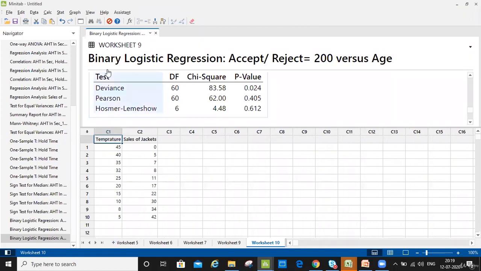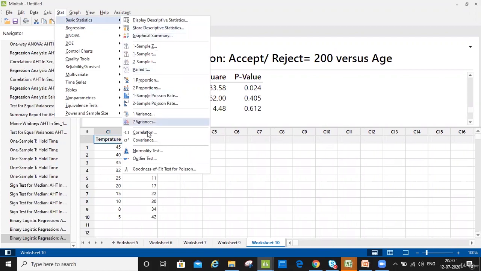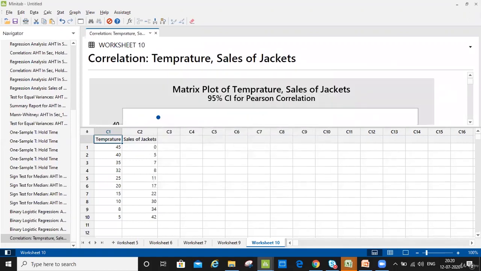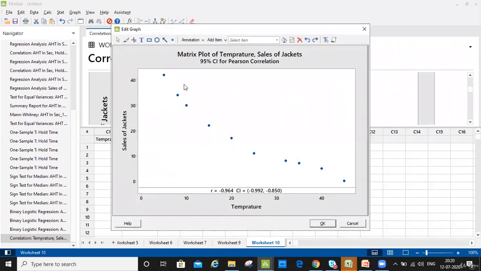So let me do the correlation first. It's a new data set, so I'm doing correlation again. Stat, basic statistics, correlation. Here I'm mentioning both the variables, temperature and sales, and I click on OK. Okay, looking at this, what do you think? What sort of a relation is this? And you see the R value here as well. R value shows a strong negative correlation.